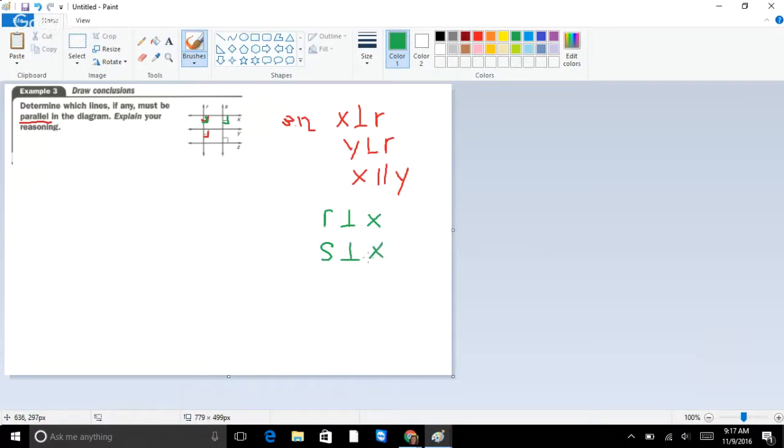So since those are both perpendicular to X, we can say that R is parallel to S. This is, again, by that 3.12, the second theorem that we just went over. Okay, so now I've got all kinds of lines on here. So we've got those two down.